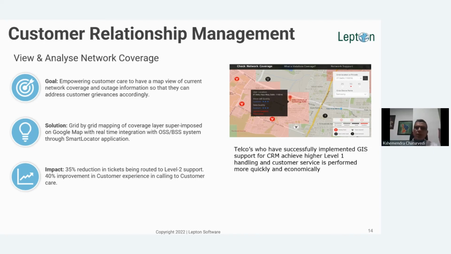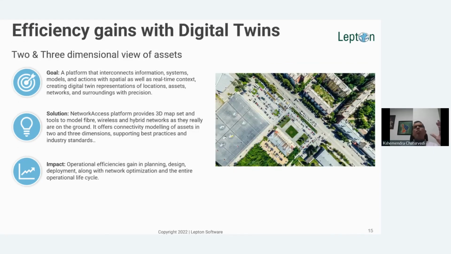Having talked about this, we now come to overall efficiency gains. In general, how do you improve the efficiency of your network and your operations, and how do you gain a more and more accurate view? There we talk about digital twins.